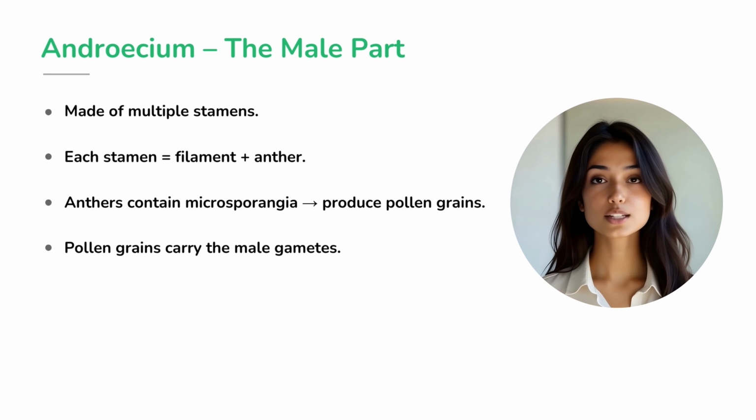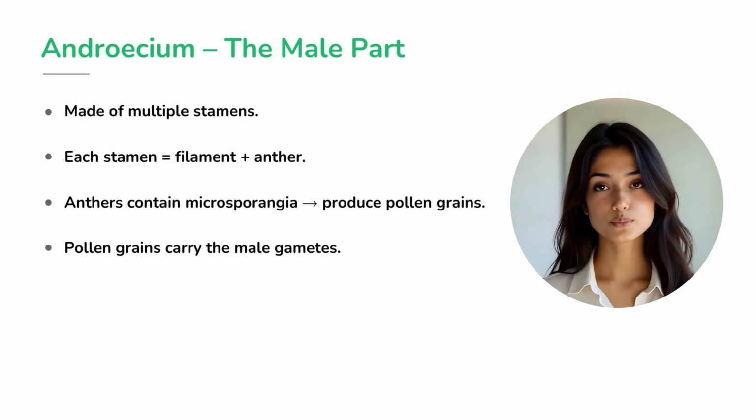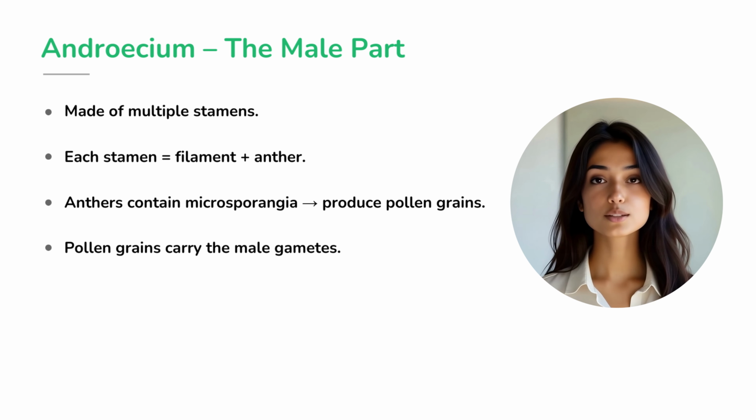The androecium includes all stamens. Each stamen has a filament and an anther. Inside the anther are tiny sacs called microsporangia, where pollen grains, the male gametophytes, are formed. These pollen grains carry the male gametes needed for fertilization.